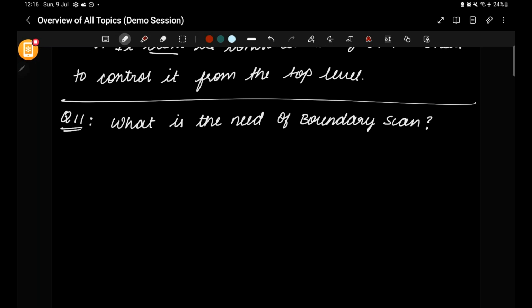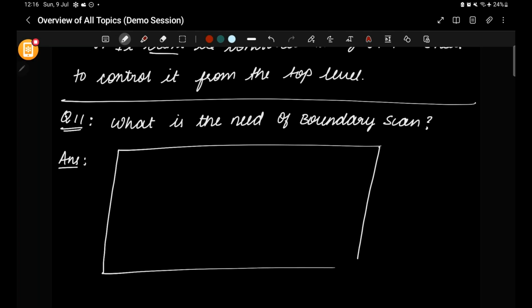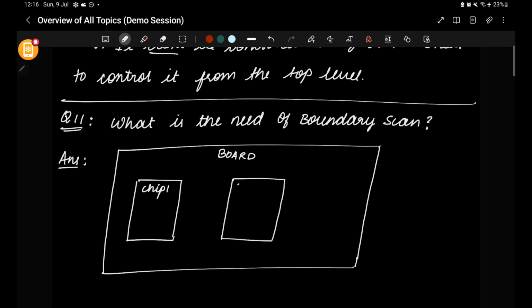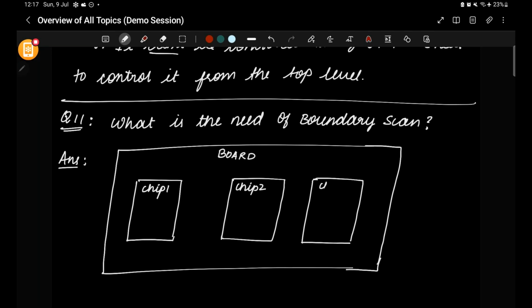Basically, first all the chips will be tested on the tester individually after manufacturing, and then the chips will be placed on the PCB board. This is the board, and the chips will be placed on it. This is chip 1, this is chip 2, and this is chip 3. There will be some interconnections between these chips. I'm just drawing some random interconnections.